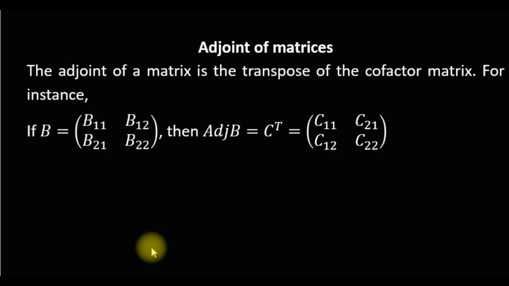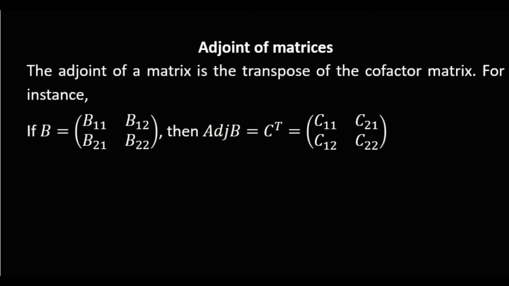And for us to calculate the cofactor of a matrix, we need also to get the minors. So it's a long process. From minor, you get the cofactor and finally transpose it. But for 2 by 2 is easy. Like if you are given this matrix, the adjoint is just cofactor transpose.